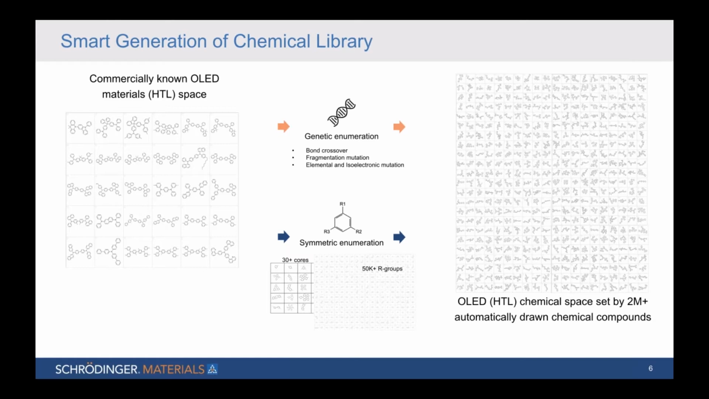And by using our symmetric enumeration tools, we can combine the extracted common cores from the known OLED space with these enhanced R group libraries to build an over 2 million OLED-like compound chemical library. And that will help us to define the chemical space our machine learning methods will be looking into to design new material.